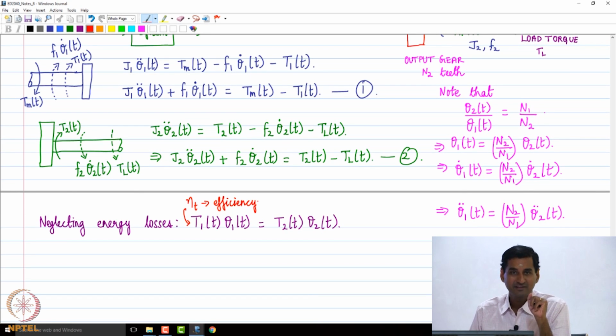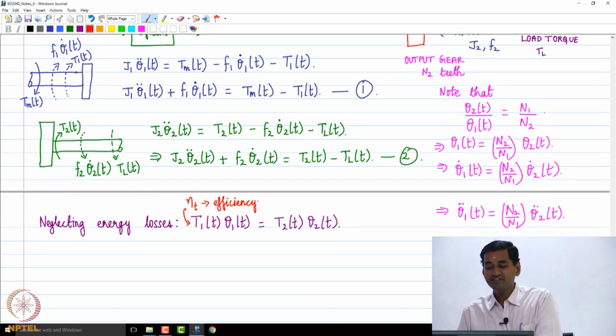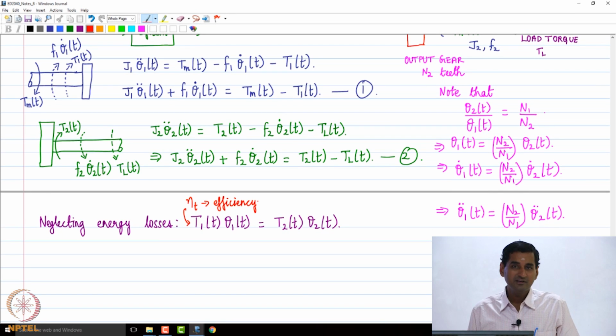we will neglect them. But if someone wants to incorporate it, you multiply the term T1t theta 1t with an efficiency eta t, and that is going to be equal to the energy term T2t times theta 2t. But for the time being we will consider eta t to be 100%, just for simplicity. But if someone gives us this parameter, we can of course incorporate it. That is what I just wanted to convey.